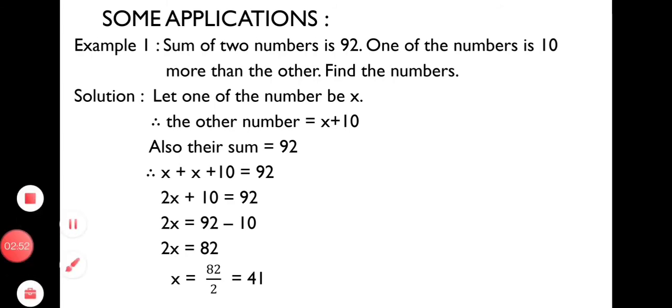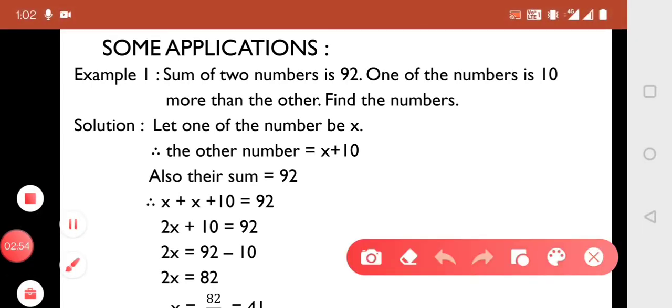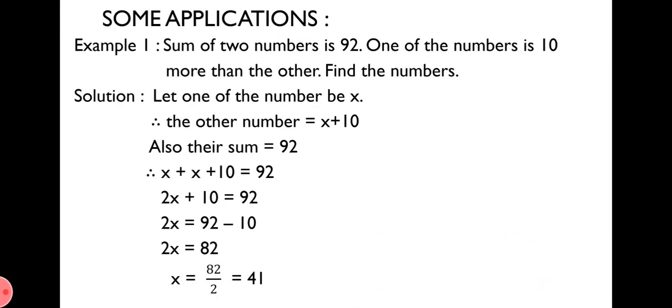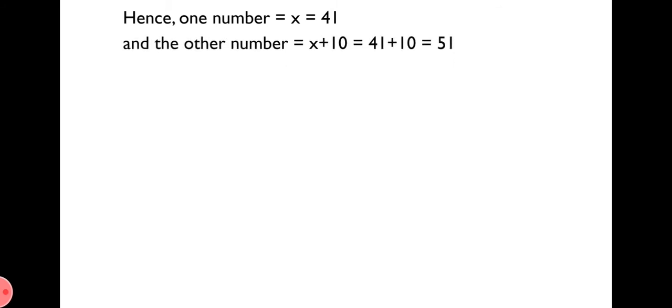Now here we can divide 82 by 2, that is 2 ones are 2 and 2 41s are 82. So we will get the value of x as 41. Hence the one number which we have supposed to be the smaller number is 41, and the bigger number, that is x plus 10, is equal to 41 plus 10, that is equal to 51. Let's see another question.